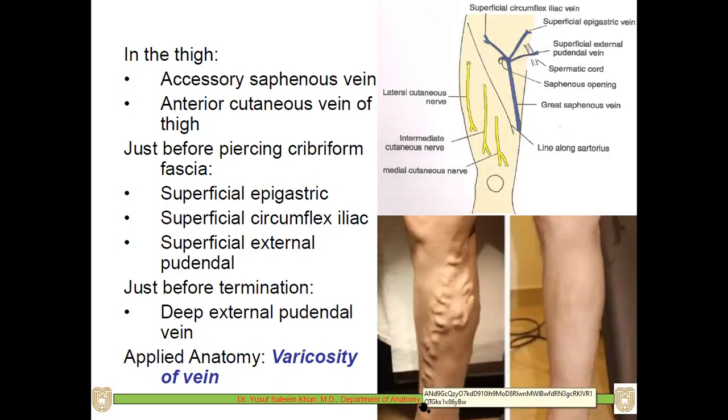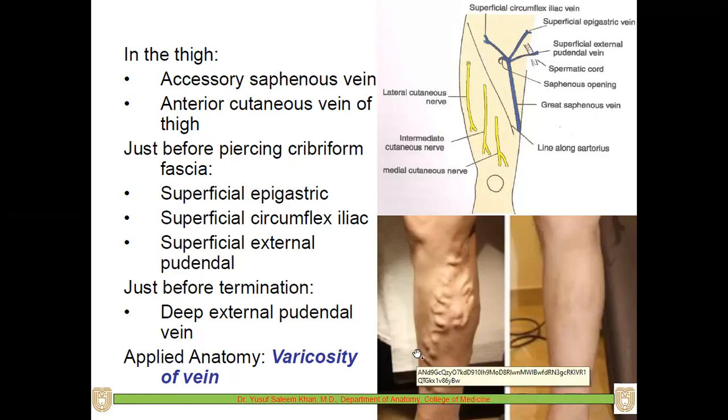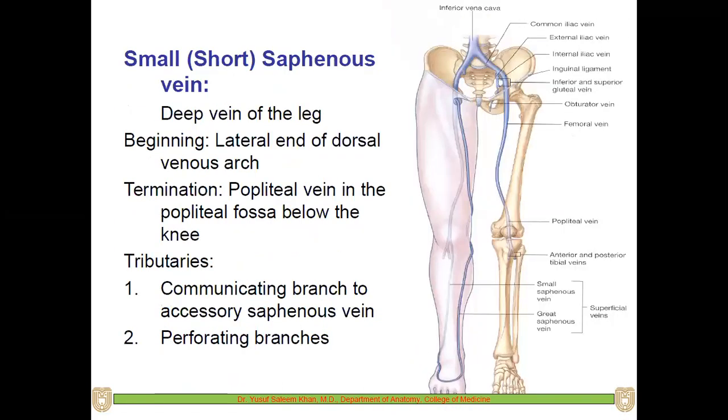This is common in those people who stand for a very long time, like surgeons, bus conductors, and any other profession which will ask the person to stand for a very long time. In those kinds of patients, there will be varicosity. It is more common in males than in females.